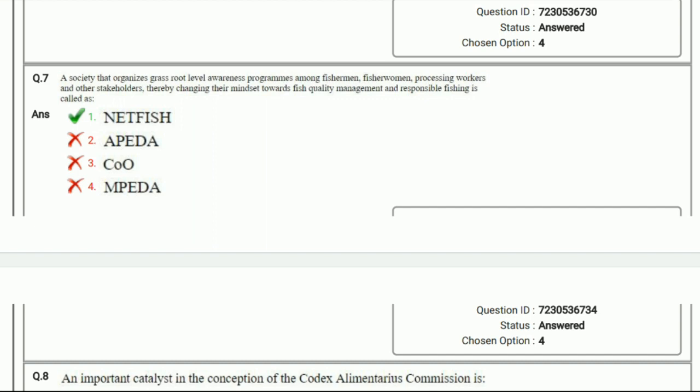And the main objective of NetFish is to improve the quality of fishery products exported from our country, and it works to empower the fishery sector by giving knowledge to fishermen, fisherwomen, and processor workers on fish quality management and sustainable fishing. So the correct answer is option 1. This is the society which is being formed under MPEDA.